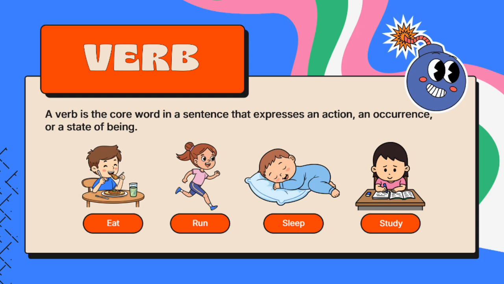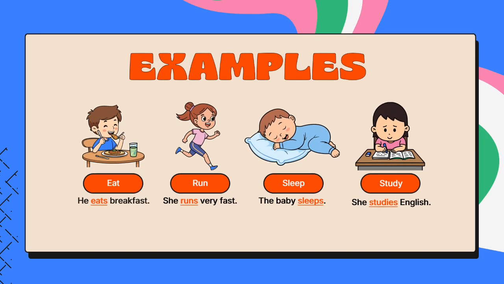The second example is run. It tells us about the action of running. The third example is sleep. This verb describes the action of sleeping. And finally, the last example is study. Study means the action of learning. Now, let's see these verbs in sentences.